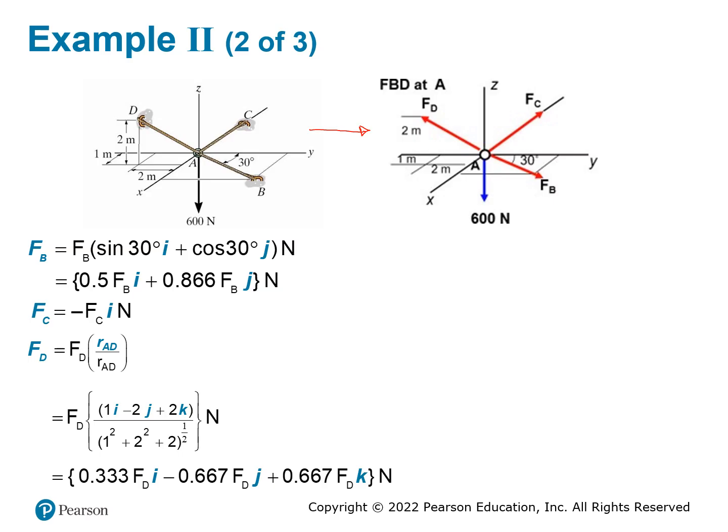We isolate the A point, cut off the cables, and represent those as tension forces of B, C, and D. We have the weight going down here. This one is simple to represent. This is just going in the negative Z direction, so it's negative 600 K. So this is 600 of K.